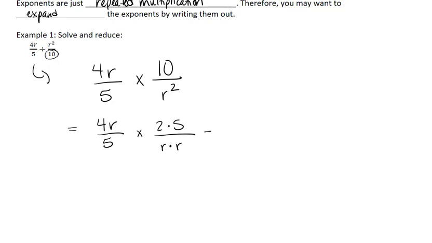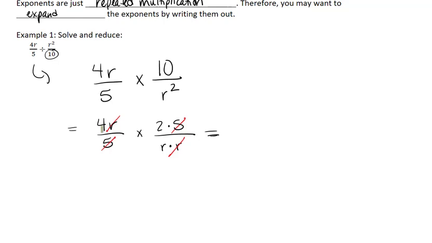Now, before we go ahead and multiply, we can cancel out this 5 and this 5. We can cancel out this r and this r. This is because r over r is just 1, 5 over 5 is just 1. So we're just removing it, so we're reducing before we even get to our final solution.